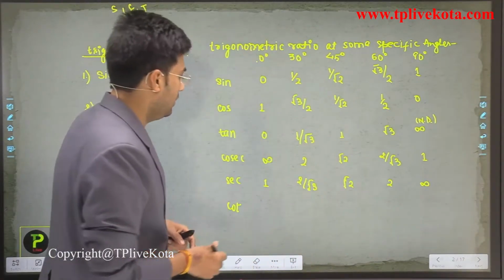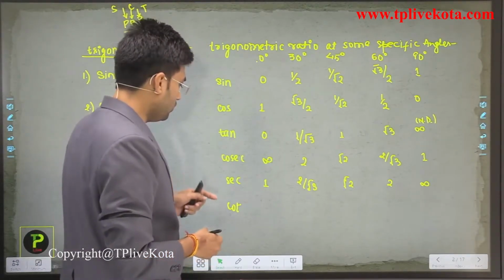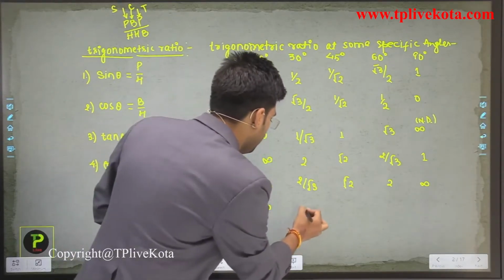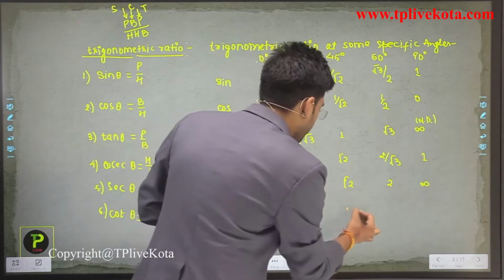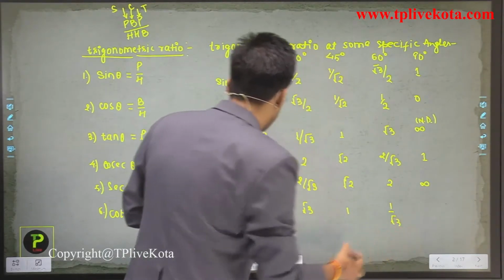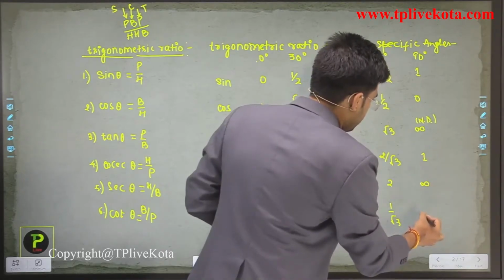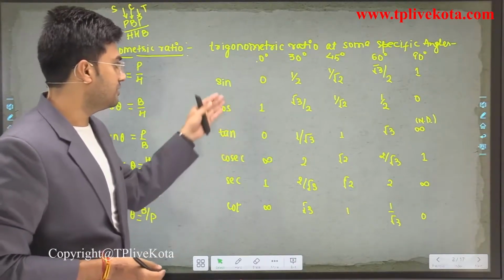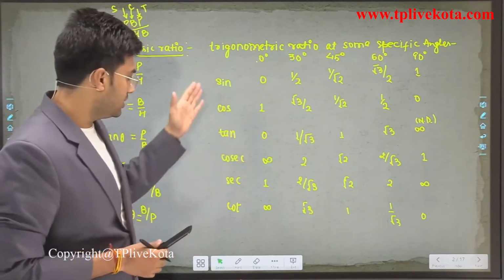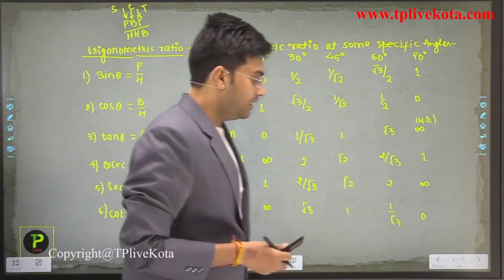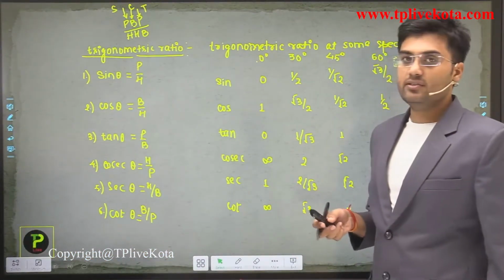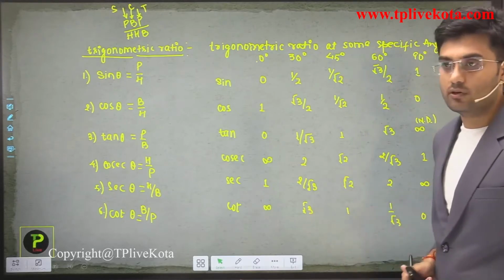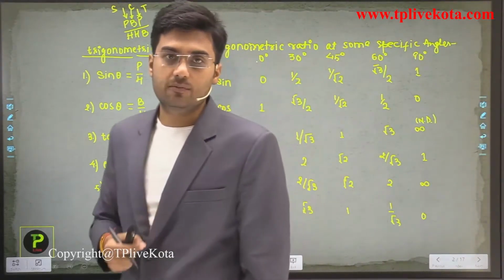Okay. Now for cot, cot is the reciprocal of tan, so it is not defined, root 3, 1, 1 upon root 3, and at 90 degree it is 0. So these are the values of these trigonometric ratios at some specific angles. And students, in this chapter, to find height and distance we require the concept of these trigonometric ratios, and the values of these trigonometric ratios at some specific angles.